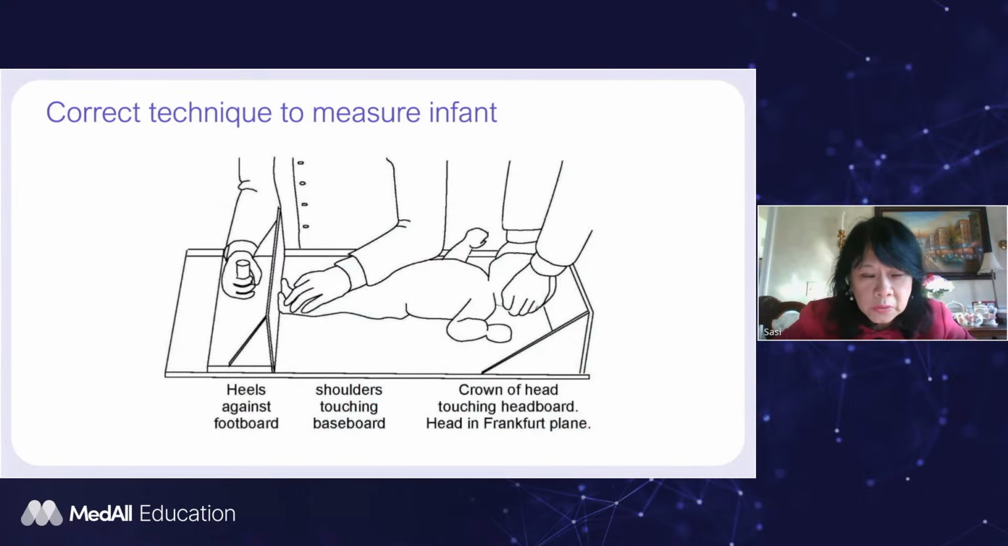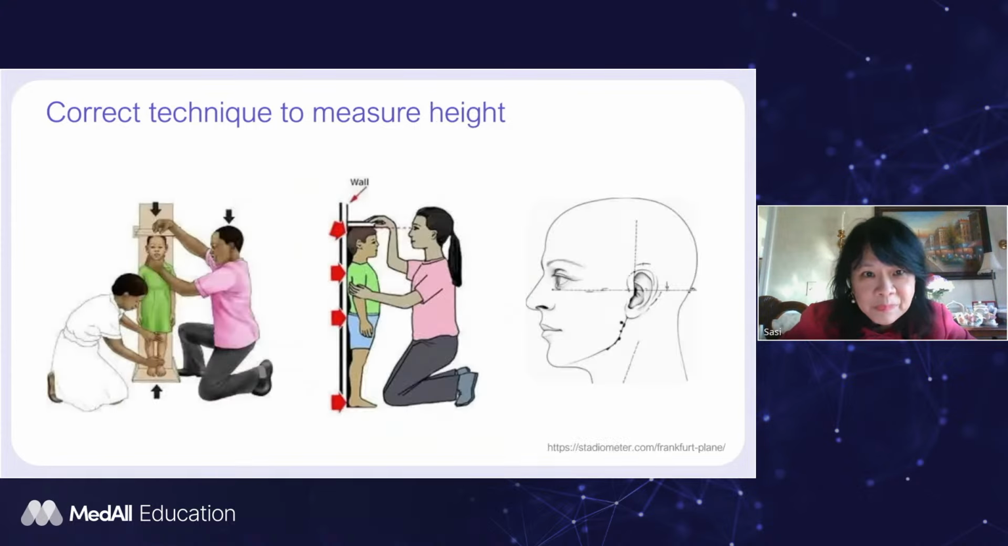Here's also the correct technique to measure infants: we need to have heels against the footboard, make sure the shoulders are touching the baseboard and the crown of the head is touching the headboard, and make sure the head is positioned in the Frankfurt plane, which I will explain later.